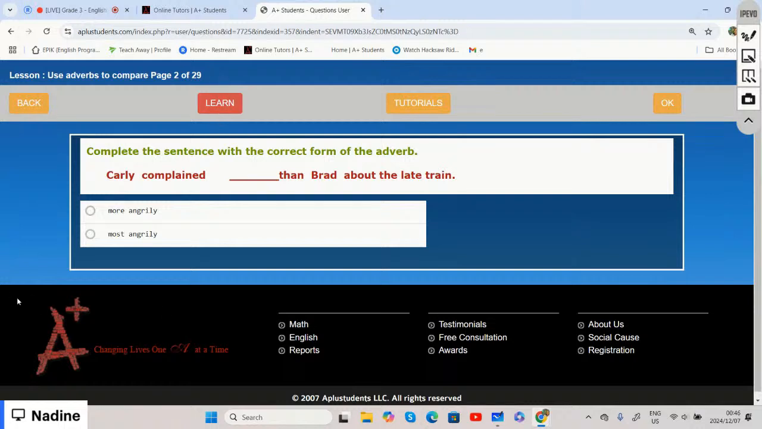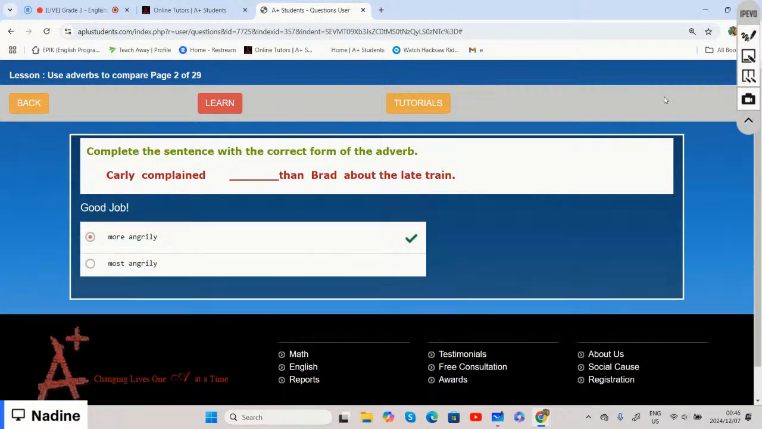All right. But now if we're comparing it to two or more, it is Carly complained. Not just anger, but angrily. So it should be saying she complained more angrily than Brad about the late train. Because remember, now this is comparing it, right?